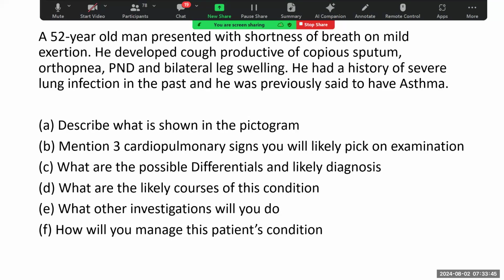Then for your investigations, I don't think a lung biopsy will be necessary here, because you can make your diagnosis with the other investigations you listed, like the echo, very important, because even if this patient has a lung pathology that can lead to pulmonary hypertension, he's 52, he's also entitled to other causes of heart failure. So the echo is very important, and ECG is also very important.